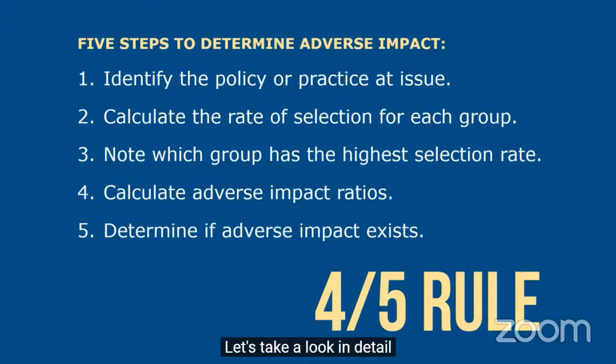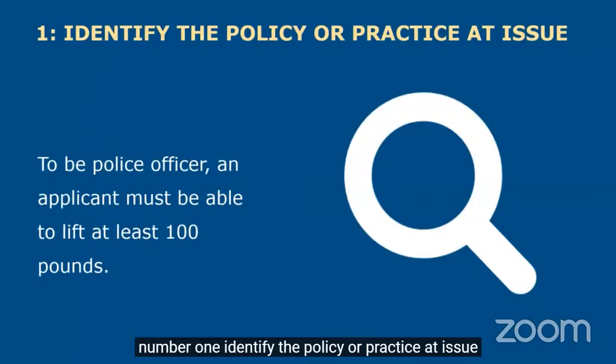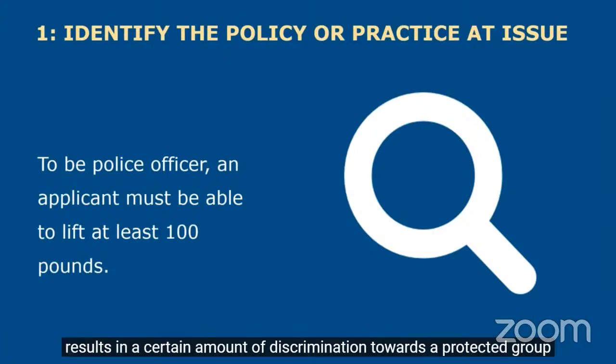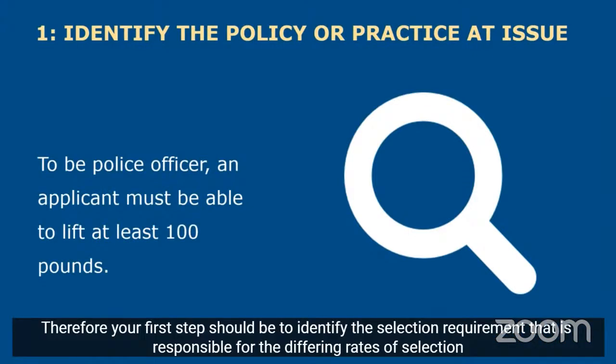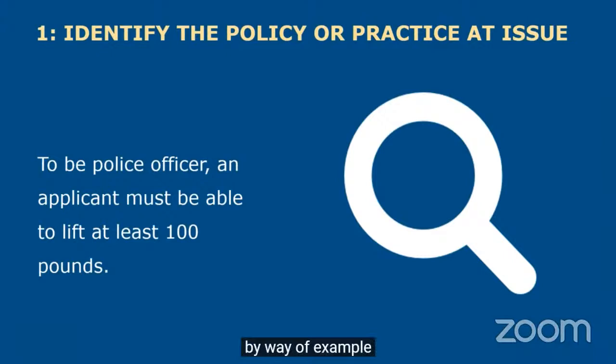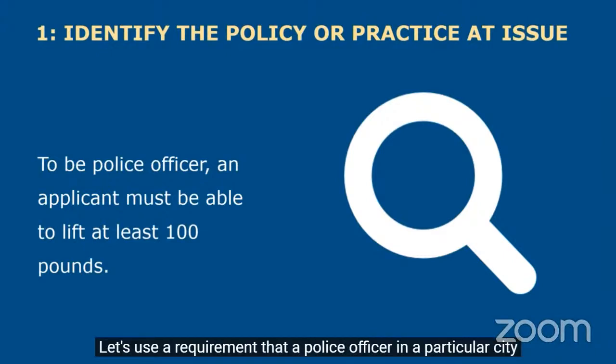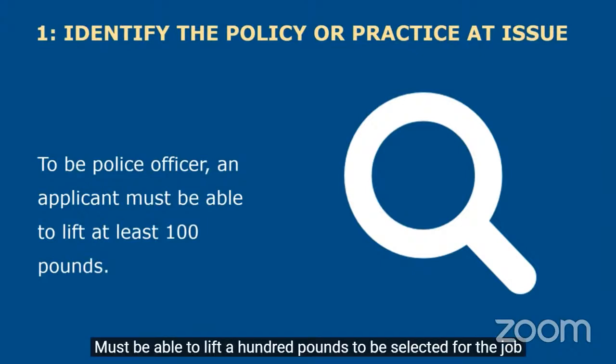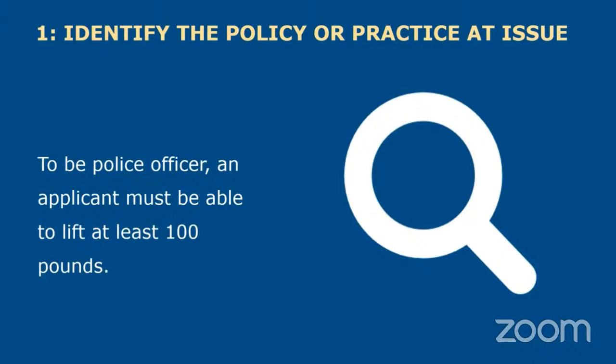Let's take a look in detail. Number 1, identify the policy or practice at issue. To demonstrate adverse impact, a plaintiff, the employee, must show that a particular policy or practice on the part of the employer results in a certain amount of discrimination towards a protected group. Therefore, your first step should be to identify the selection requirement that is responsible for the differing rates of selection. By way of example, let's use a requirement that a police officer in a particular city must be able to lift 100 pounds to be selected for the job.